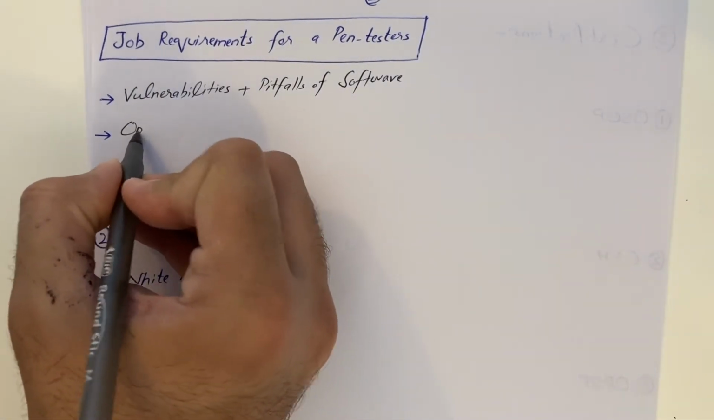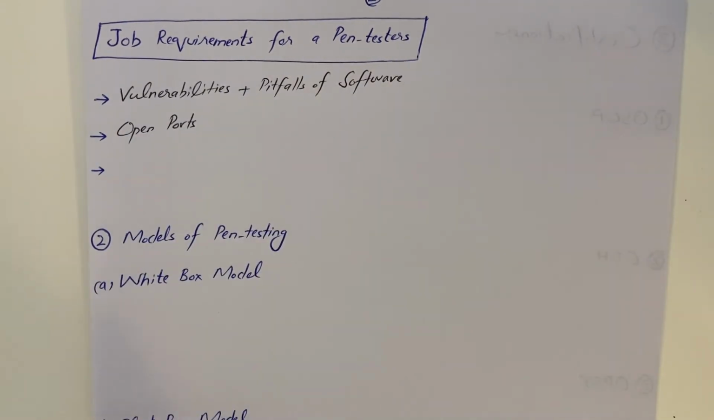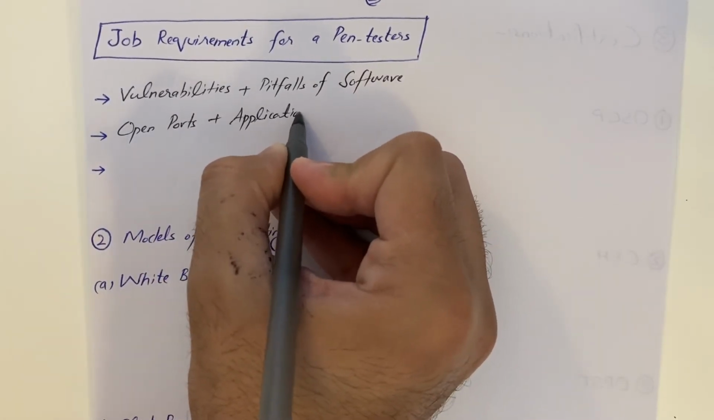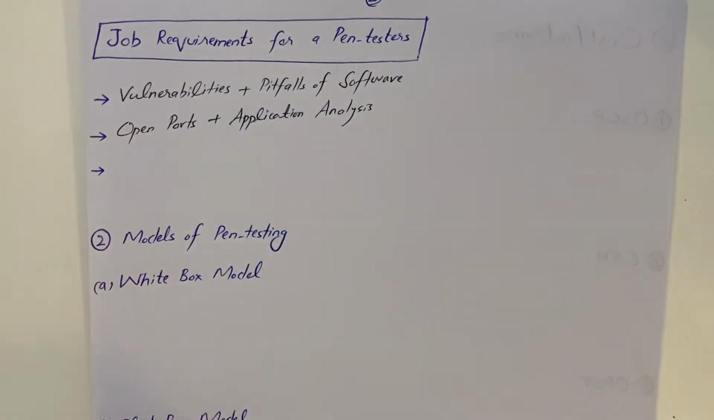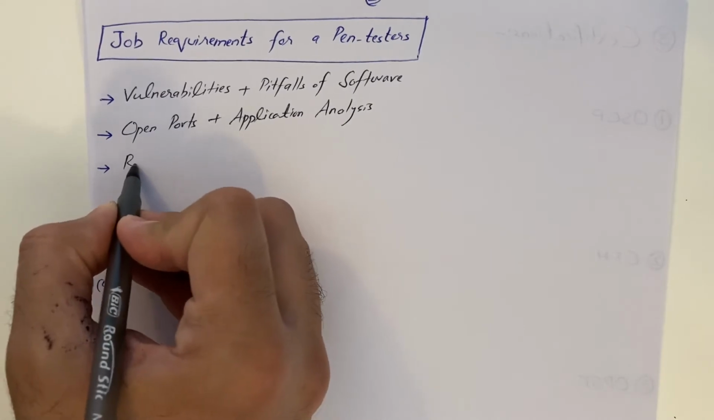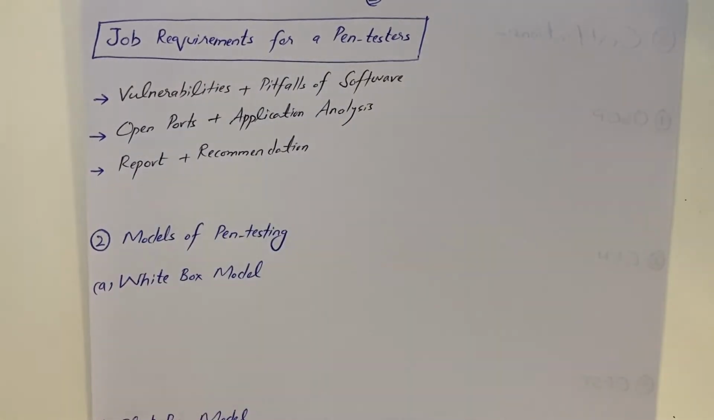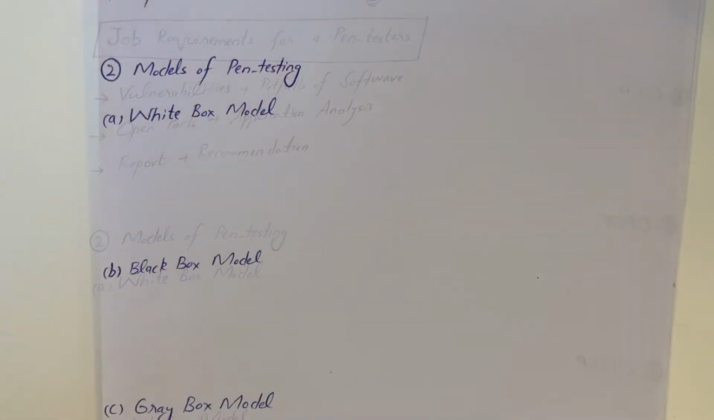Then open ports. They identify which ports are open, which ports need to be closed, and which ports need to be opened. That's basically the responsibility of a pen tester, plus application analysis of the applications that the organization uses. And the last is reporting plus recommendations. If they find any vulnerabilities, how we can avoid those vulnerabilities, or how we can protect our systems from being hacked. Okay, the next is the models of pen testing. As we discussed, there are three main types of models of penetration testing. Being an ethical hacker, you need to know which kind of model you will be using, because whenever you do ethical hacking for a company or pen testing for your client, you need to know which particular type of model to use.